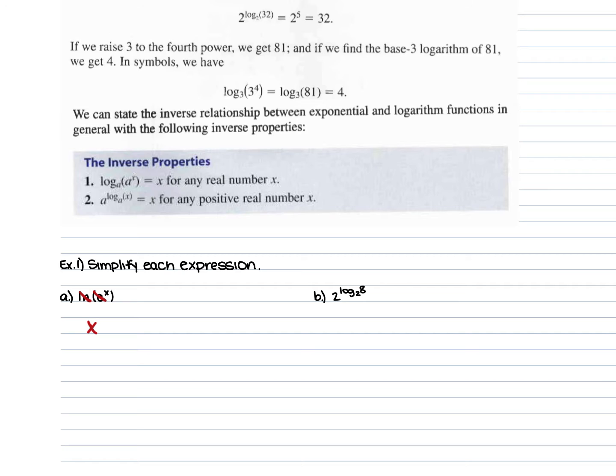For example B, you have 2 to the power of log 2, 8. The 2 of the base for the log as well as the base of the number that's being raised to a power are the same. When that happens, they cancel each other out, and you're just left with what's left over, which in this case is 8.